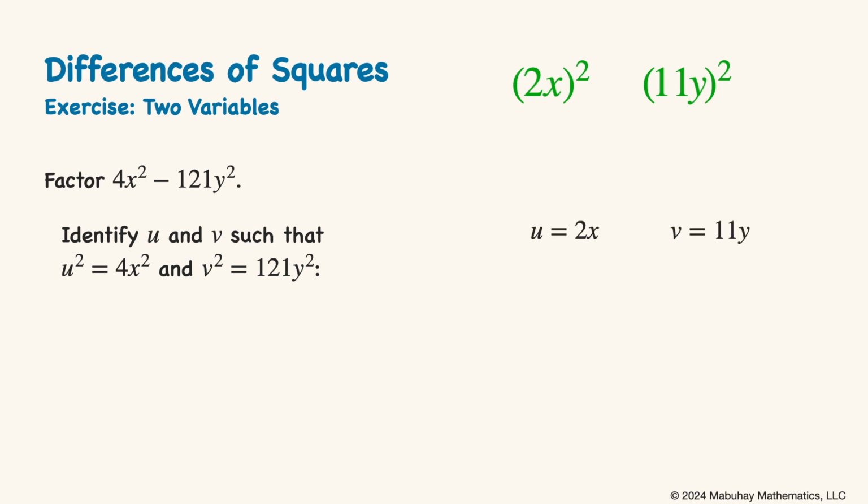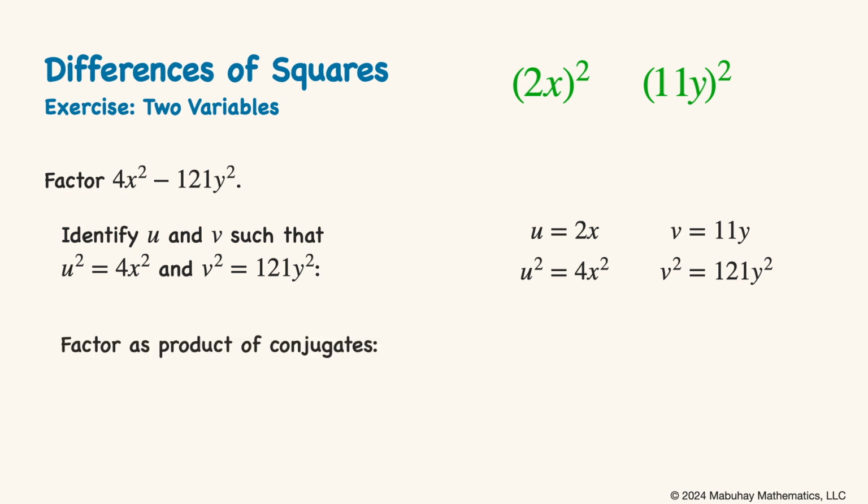Let's just check while we're at it. These choices give us u squared is 4x squared and v squared is 121y squared. Now we'll construct the conjugates u plus v and u minus v. We get 4x squared minus 121y squared equals quantity 2x plus 11y, quantity 2x minus 11y.